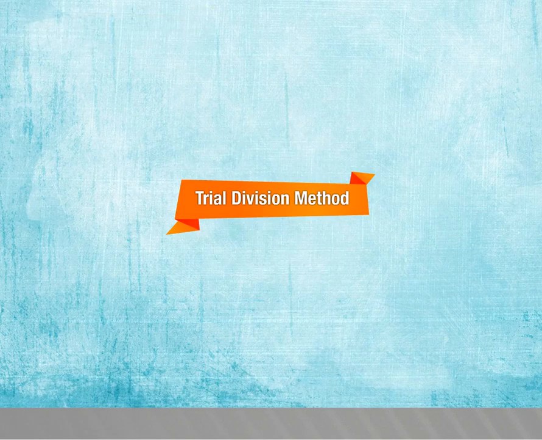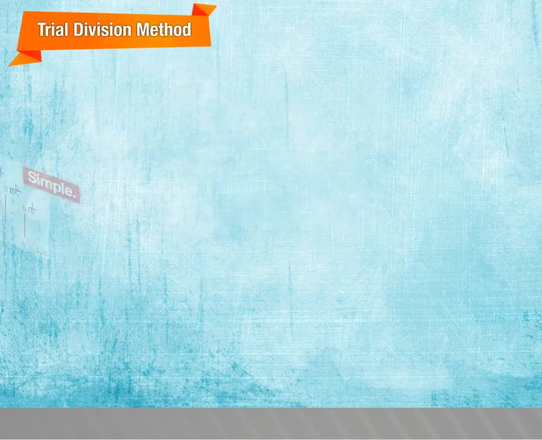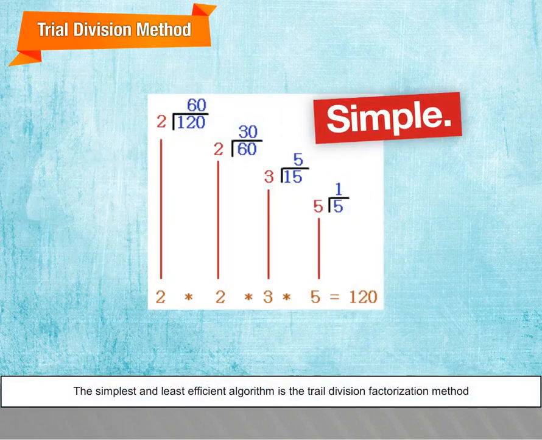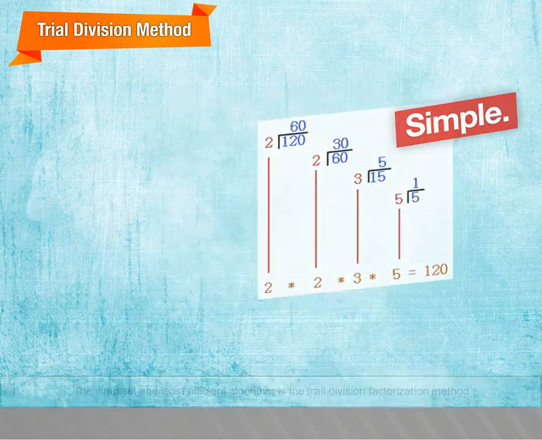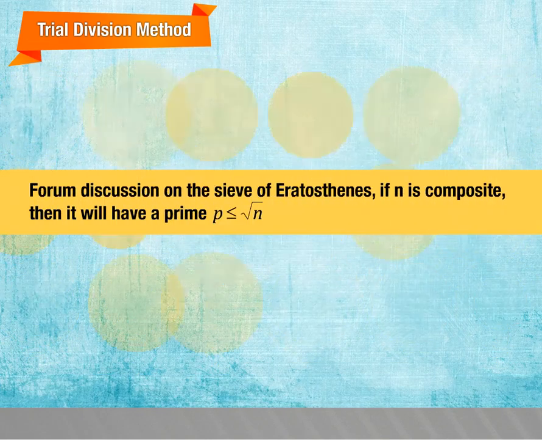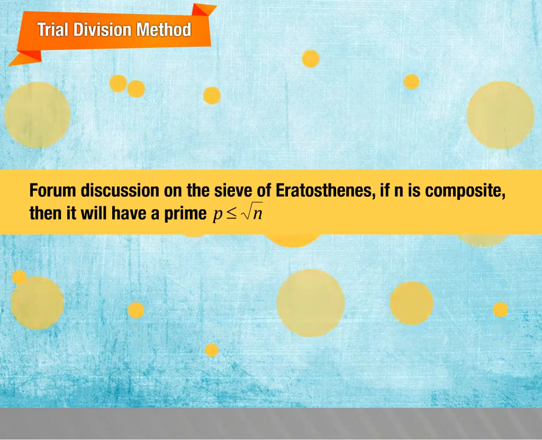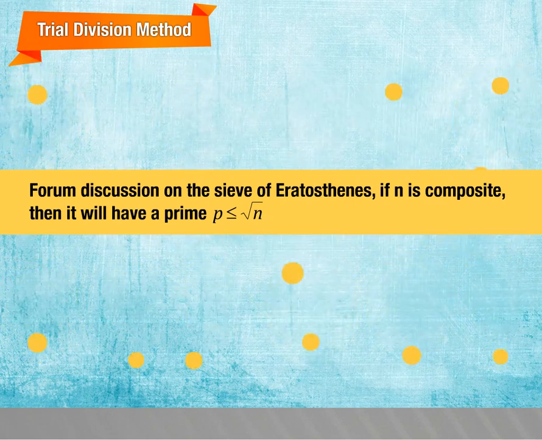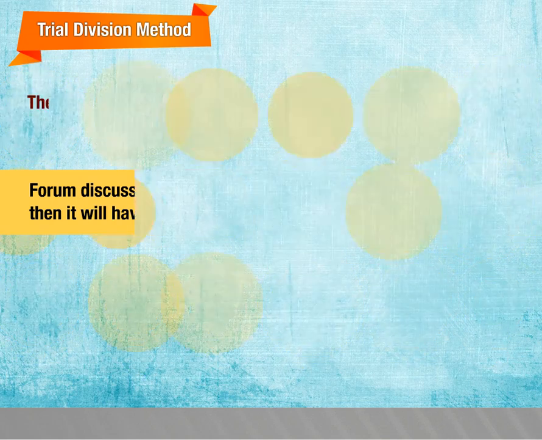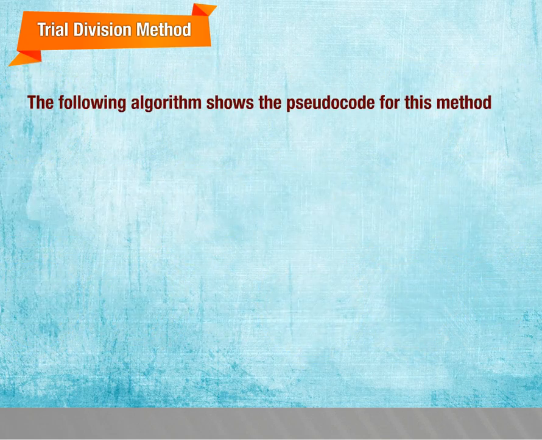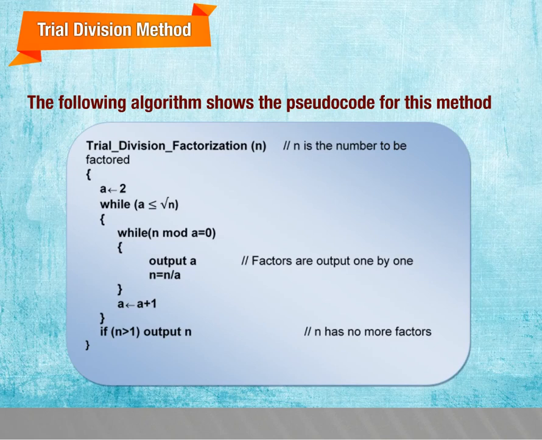Trial division method. The simplest and least efficient algorithm is the trial division factorization method. It is based on the sieve of Eratosthenes idea: if n is composite, then it will have a prime factor p less than or equal to square root of n. The following algorithm shows the pseudocode for this method.